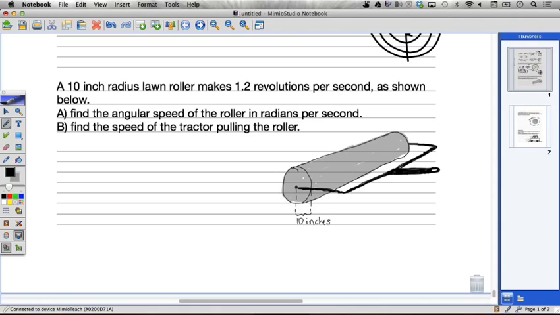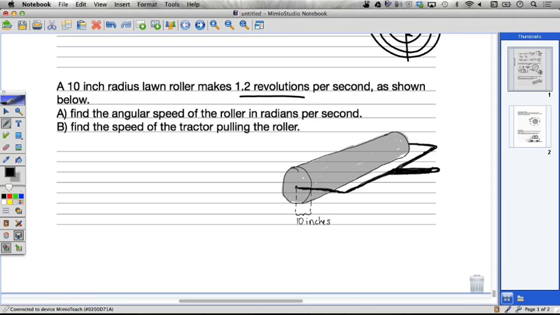Anyway, a 10 inch radius lawn roller makes 1.2 revolutions per second as shown below. Find the angular speed of the roller in radians per second. So what is that? What is 1.2 revolutions? That's angular speed. They gave me the angular speed, just in a different unit. What's a revolution? It is one complete circle. It's 360 or 2 pi, whichever one you want to think about.